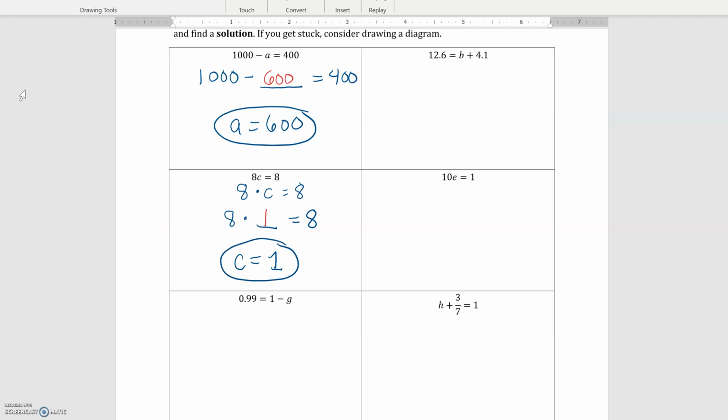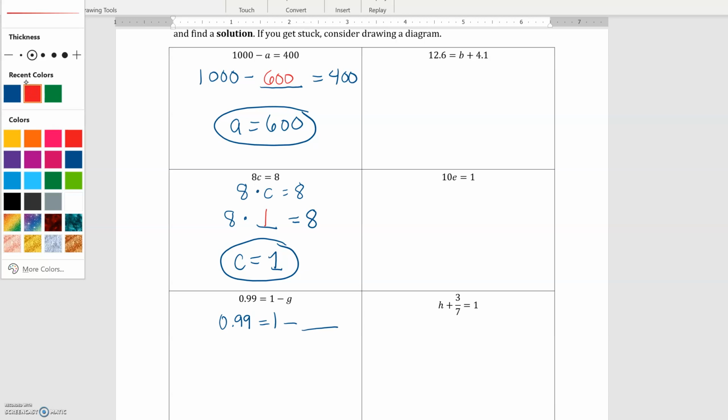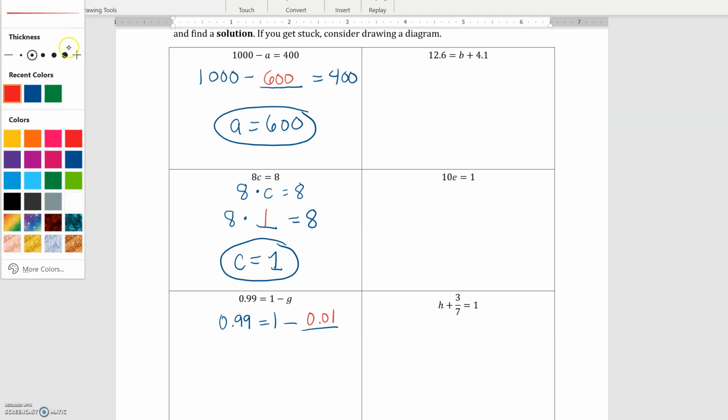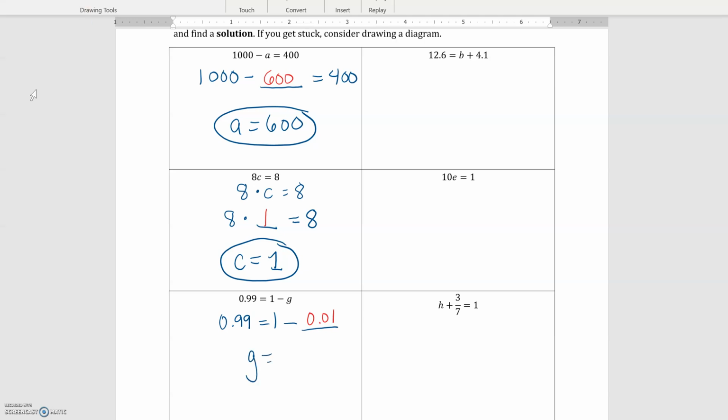And then the last one on the bottom left, it's saying 99 hundredths equals 1 minus some value g. So I have to ask myself, 1 minus what value gives me 99 hundredths? So I'm going to think of money. If I have 99 cents equals $1 minus something, and I know that if I have $1 and take away a penny, I'm going to have 99 cents. So therefore, I think here should be a penny, which is 1/100th. Therefore, I can conclude that G equals 1/100th.